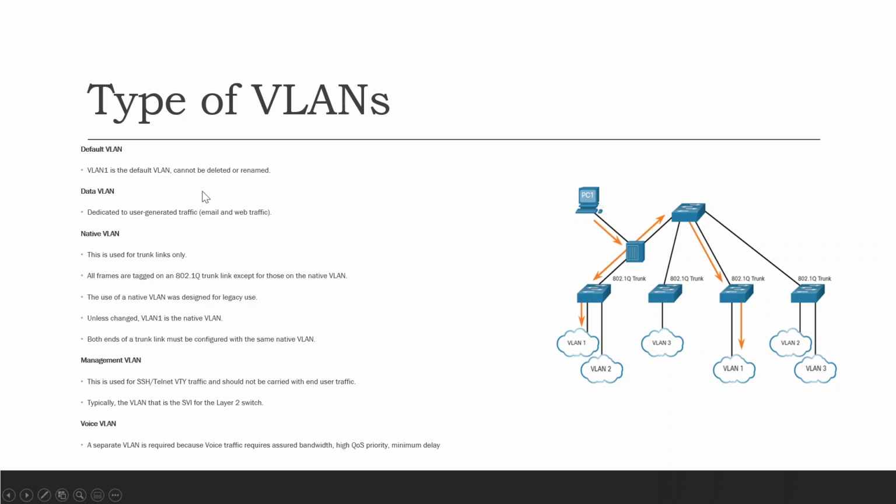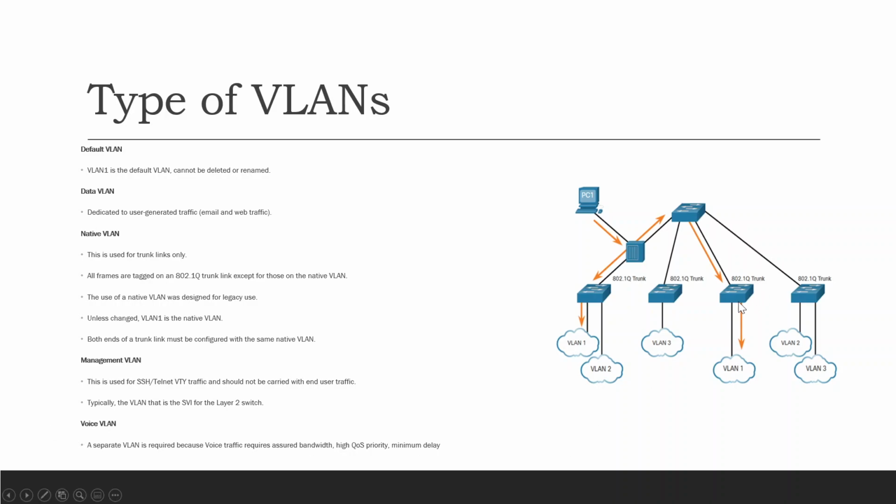Default VLAN is VLAN 1. By default, all switch interfaces belong to VLAN 1. We cannot delete or rename VLAN 1. Data VLAN is used to carry user-generated traffic like email or web traffic. Native VLAN is VLAN 1 by default. Native VLAN is used to carry untagged traffic.